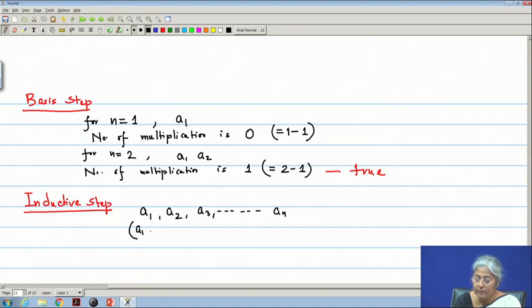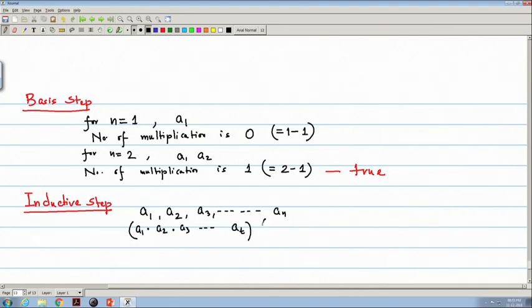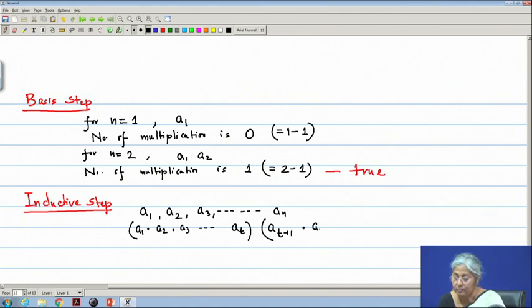We multiply A1, A2 up to At, and At plus 1, At plus 2 up to An. Now, if we apply the strong form of induction, then t is less than n.